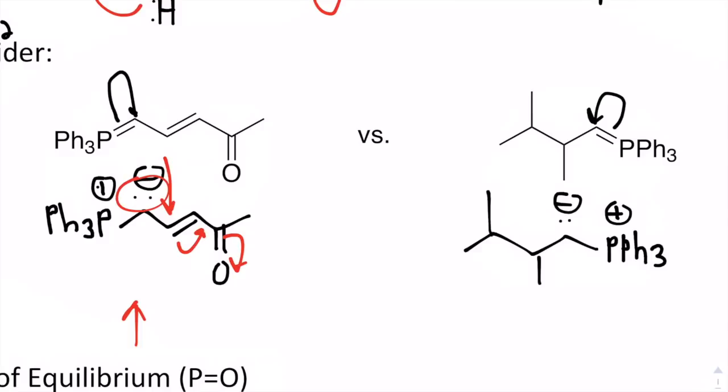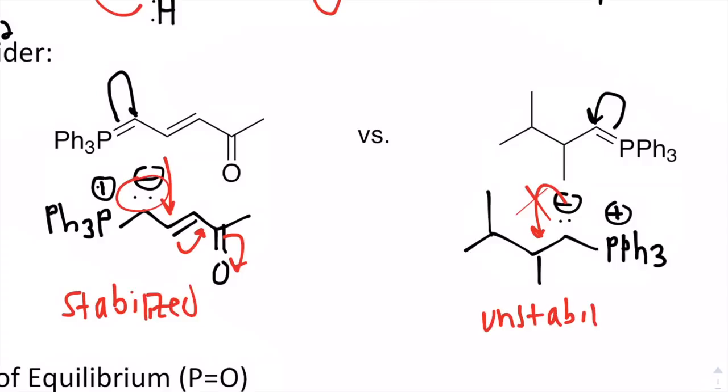Over on the right side, we see that we can't really participate in resonance. Even if I were to try and move those lone pairs in, we exceed the octet rule, so that doesn't happen. So we classify the ylide on the left as stabilized, and we classify the ylide on the right as unstabilized.